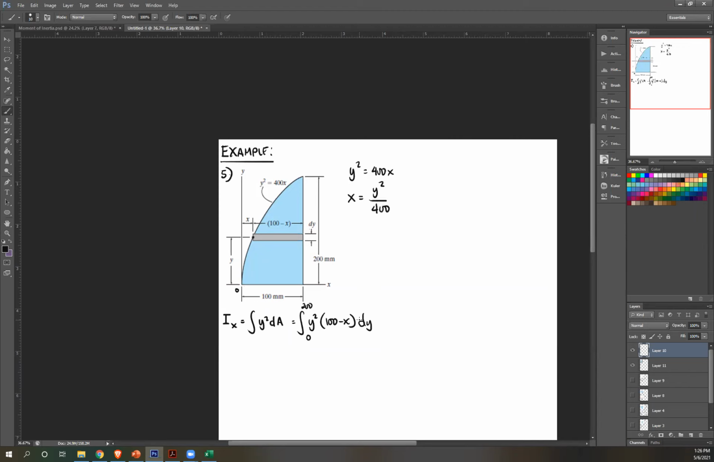Yes, correct. So I'm going to sub that here: integral from 0 to 200, y squared times (100 minus y squared over 400) dy. Now, the great thing about solving for this is you can just use your calculator, right? If you know the integral function of your calculator, you can solve for this. So once again, try to study your calculator so that your solution is shorter. So please solve. What is the answer here?